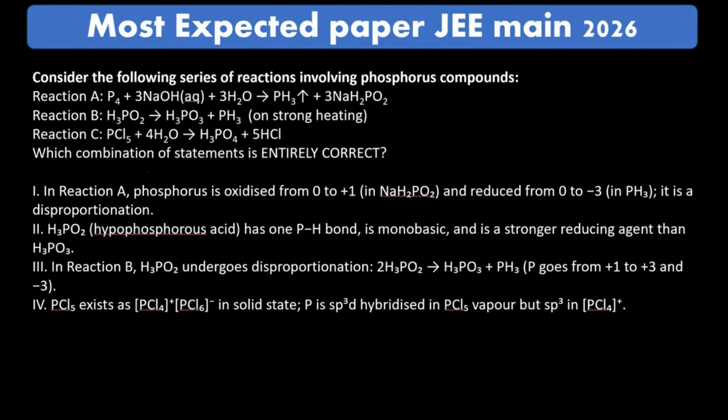Then the next question: consider the following series of reactions involving phosphorus compounds. Okay, the reactions are given. Which combination of statements is entirely correct? Okay, in reaction A, phosphorus is oxidized from 0 to +1 and reduced from 0 to -3. It is a disproportionation reaction.